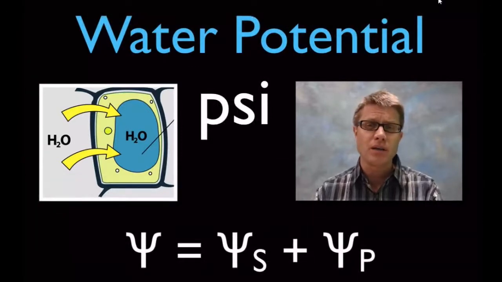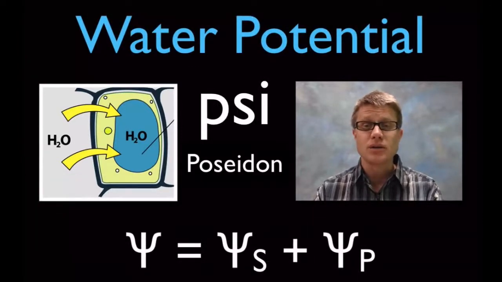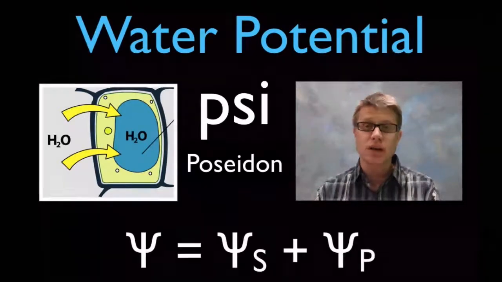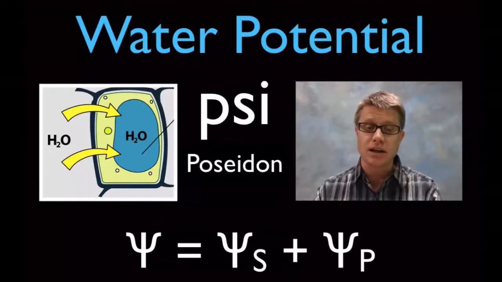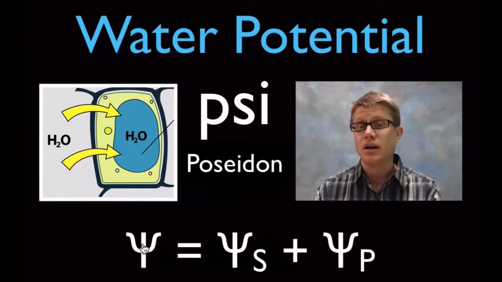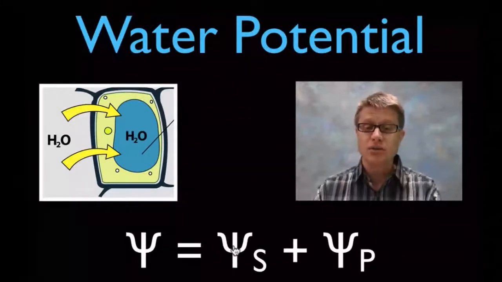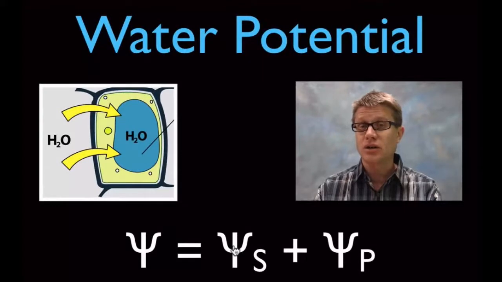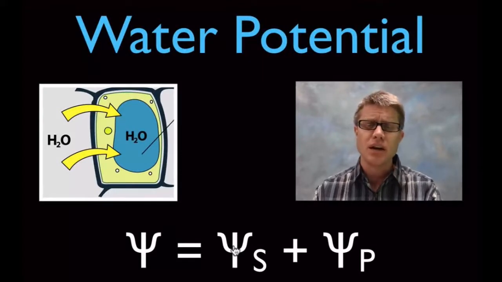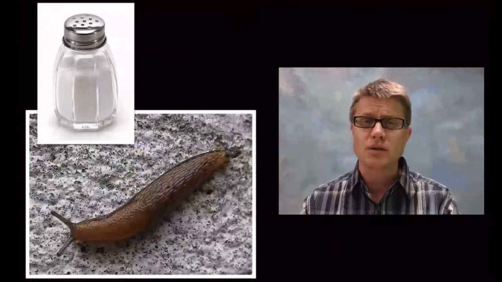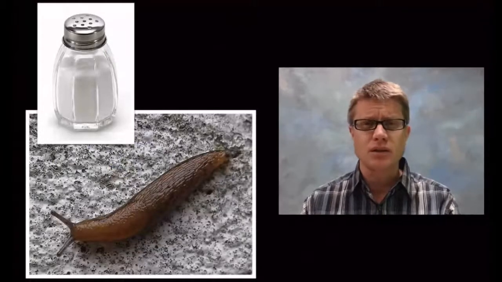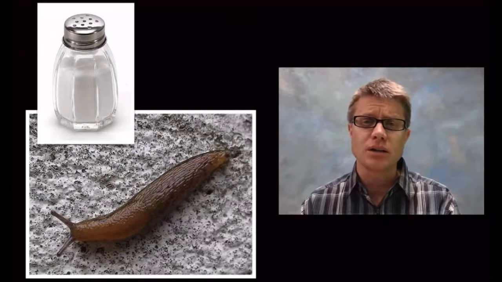And a quick way to remember that is that Poseidon was this Greek god of the oceans, carried a trident, and it looks a lot like the trident that we use to represent water potential, or psi. Now, psi is going to be equal to psi S, which is solute potential, plus psi P, pressure potential. But before I scare you off with a bunch of formulas, let's get started talking about how water potential works. Let's first talk about osmosis. And if you don't know this, you may want to watch the video on osmosis.